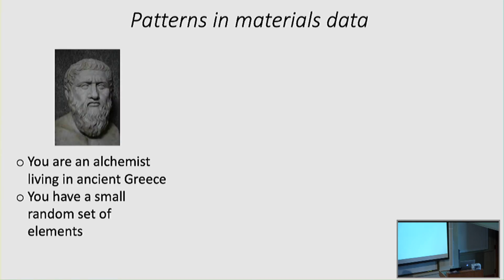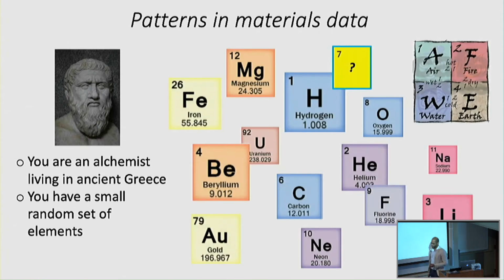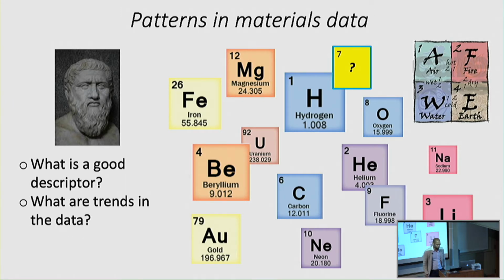So imagine that you're a Greek alchemist living in ancient Greece, and you found a small set of random elements. You have iron, helium, hydrogen, air, fire, water, and earth, and you know a few things about them. You know their atomic number, and you know their color. For instance, everyone knows that hydrogen is blue and lithium is red. So you want to understand more about these data, maybe figure out if there are more chemical elements that exist.